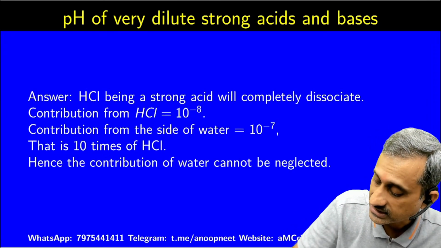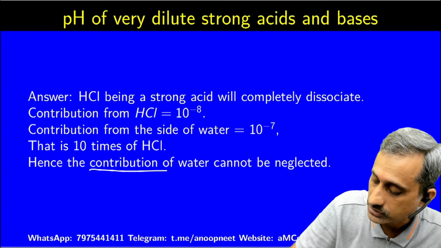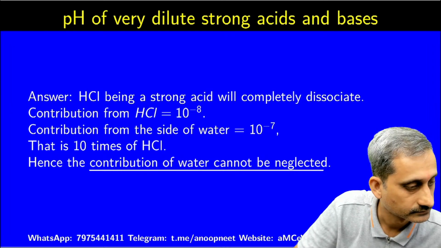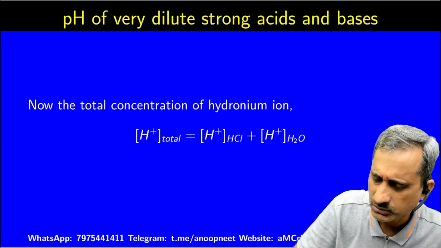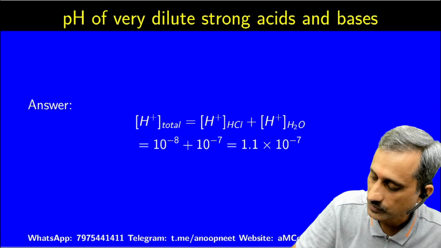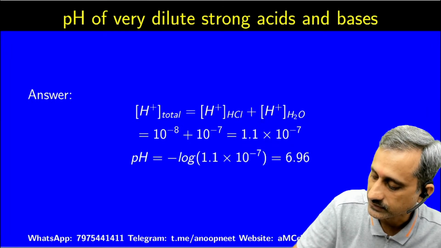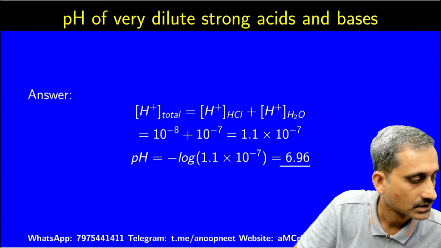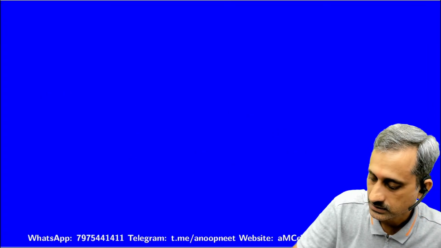Okay, so that is 10 times the concentration of HCl. So here the contribution of water cannot be neglected. ये एक important बात है. ये बहुत पुराना क्वेश्चन है, ऐसा नहीं है कि ये नया क्वेश्चन है, बहुत ही ज्यादा पुराना क्वेश्चन है, एनसीईआरटी में बाद में डाला है। ठीक है, so here we get 1.1 × 10^-7, and here we get 6.96 as the answer. No confusions, no problems? Okay.